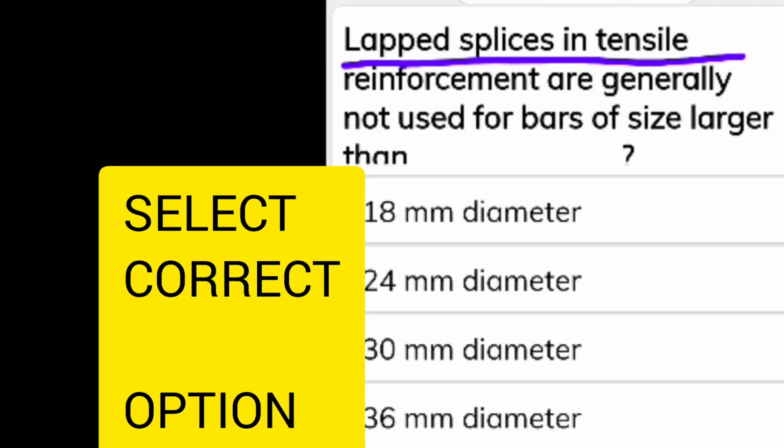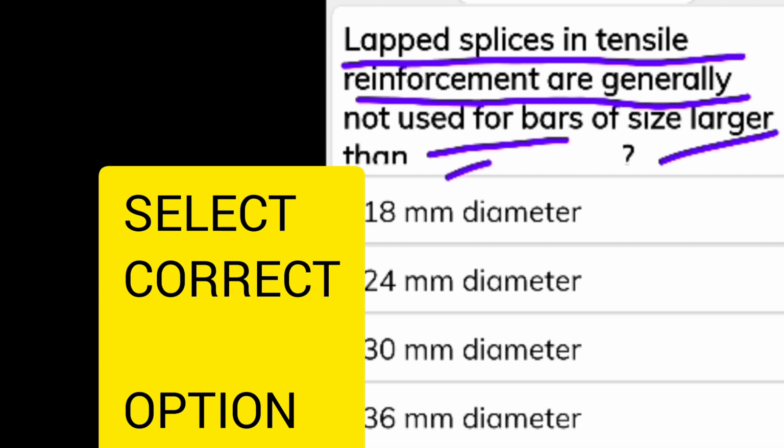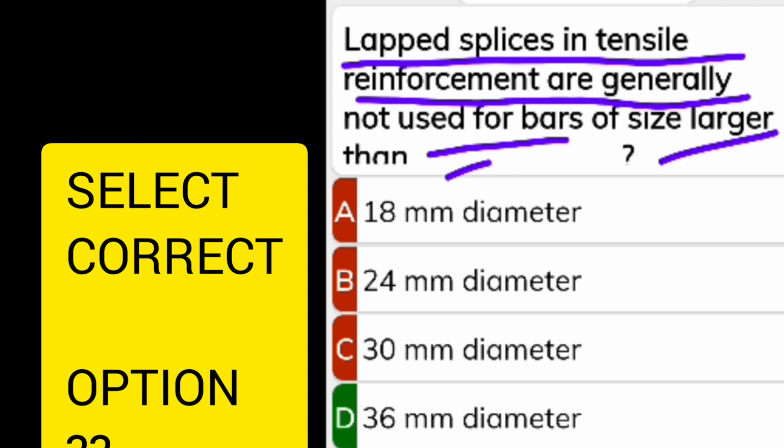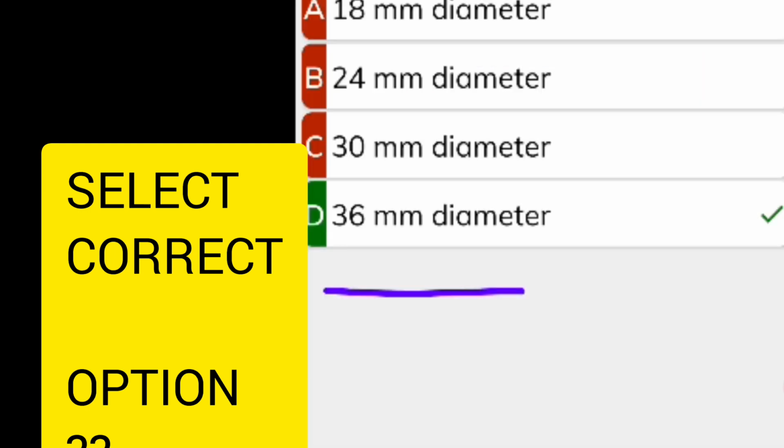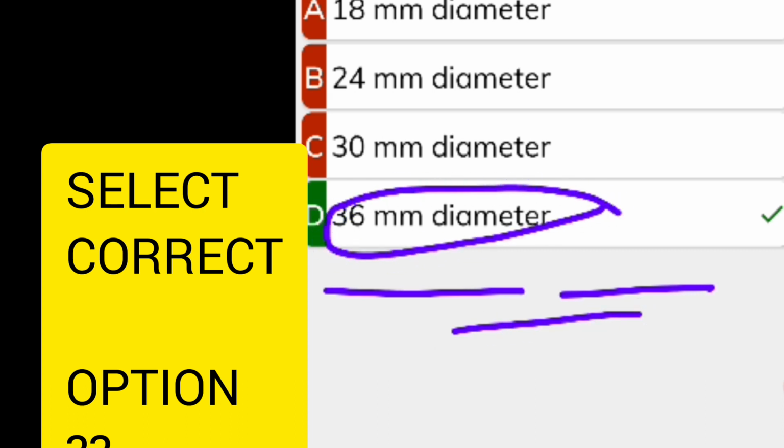Lapped splices in the tensile reinforcement are generally not used for the bar of size. So lap splices: 18 mm, 24 mm, 30 mm diameter, 36 mm diameter. For which are lap splices not used? The correct answer is 36 mm diameter bar, over which lap splices are not used. When two bars have to be extended, then some lap splices are given. So if the diameter of a bar is 36 mm, then lap splices are not allowed.